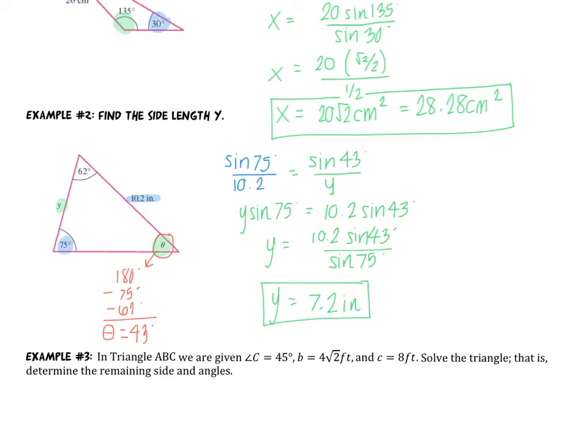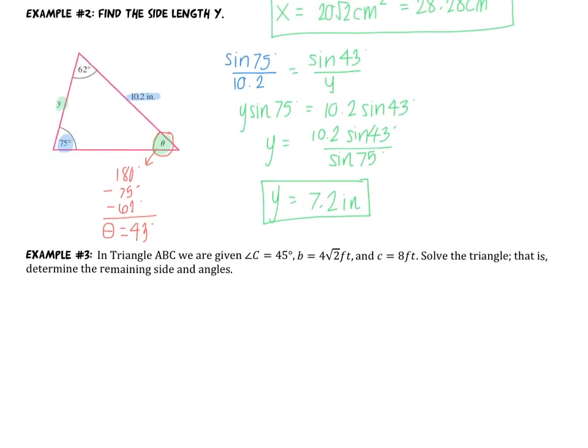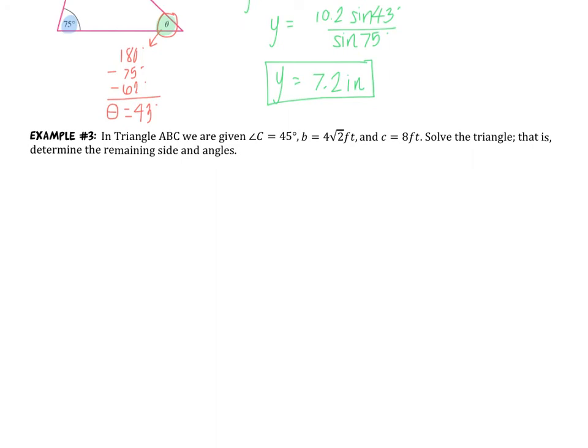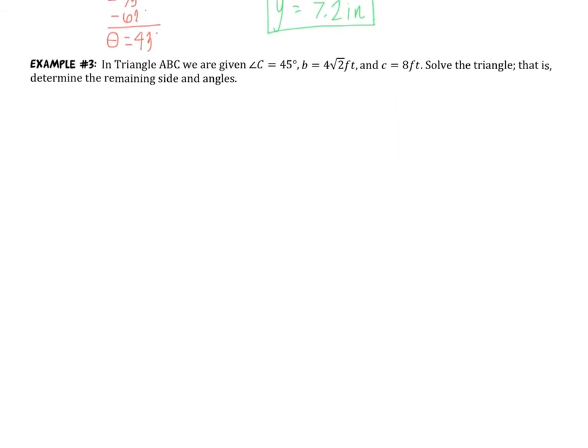Okay. Again, nothing too difficult. Just make sure you find the side opposite and the angle opposite. Okay, last problem here. In triangle ABC, we are given angle C is 45 degrees, b is 4 root 2 feet, and c is 8 feet. Solve the triangle, that is, determine the remaining sides and angles.